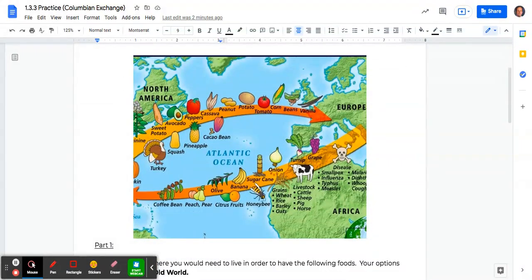So this chart is just showing the Columbian Exchange. So the goods that were only in the Americas before Columbus are these. And eventually they were brought to Europe and Asia and the Old World, as we call it. And these goods were originally only in the Old World, Africa, Europe, and Asia. But after Columbus, they were able to be brought to the Americas.